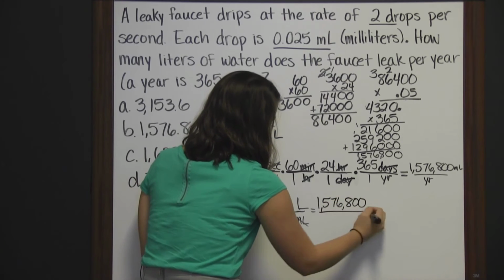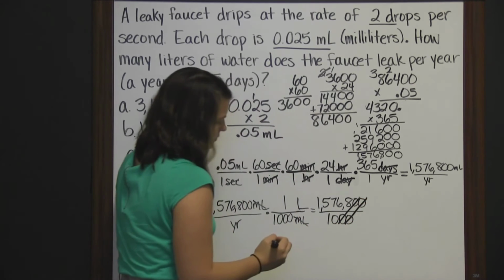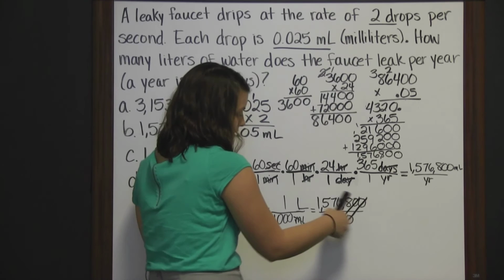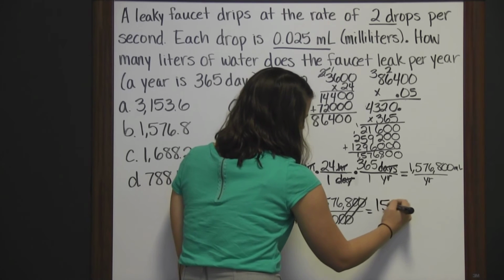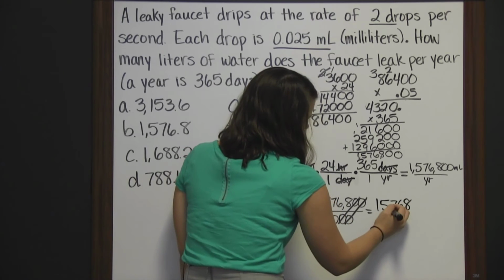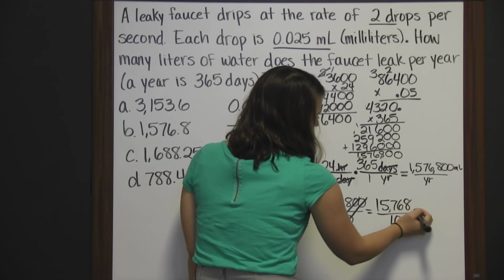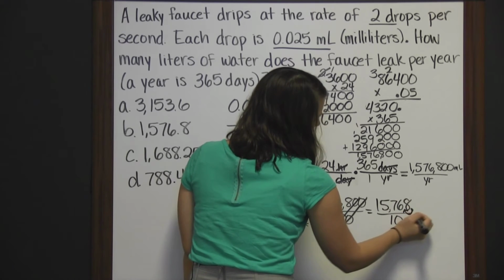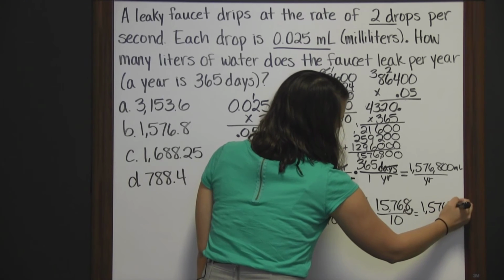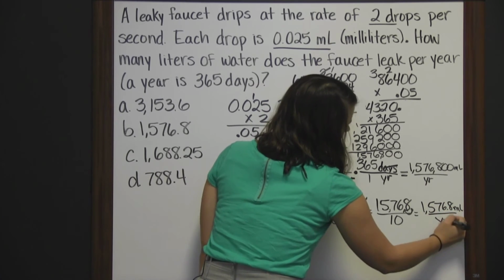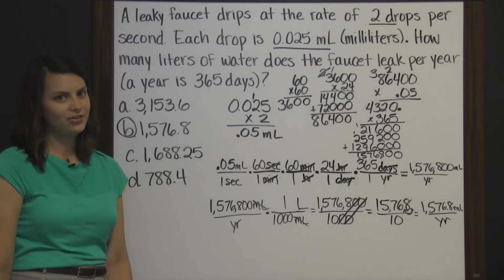1,576,800 divided by 1,000. So we can cancel these two zeros, and then dividing by 10 means that our decimal moves in one place. So what we have after we cancel our zeros is 15,768 divided by 10. And when we divide by 10, that just means to take your decimal and move it one place to the left. So that's 1,576 and 8/10 milliliters per year, which is answer choice B. So a lot of converting on this one.